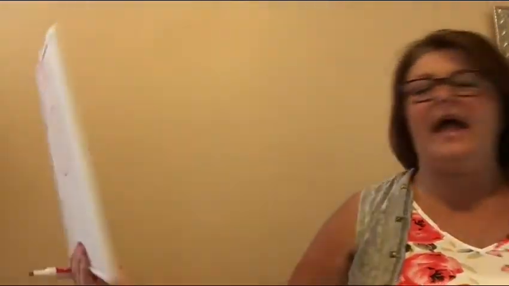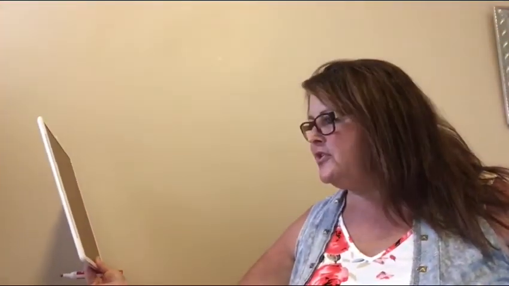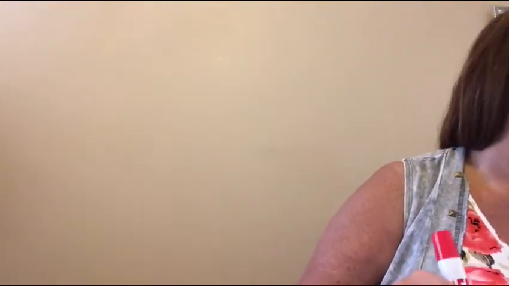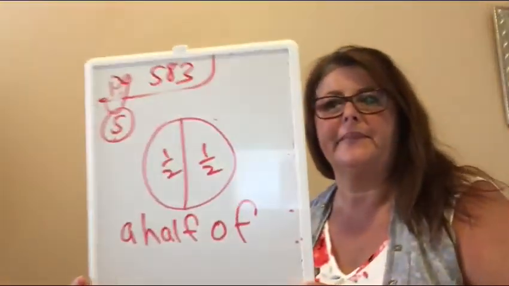Number 5, 2 equal shares. Think of a pizza pie. You're going to break your pizza pie into 2 equal halves. So when your pizza pie is broken like this into 2 equal halves, you're going to write each share is a 1/2 of the whole. A 1/2 of the whole.